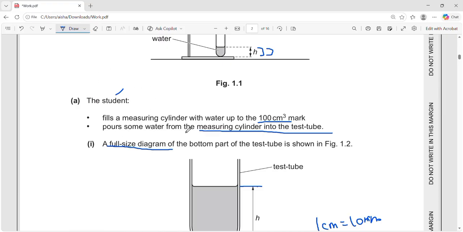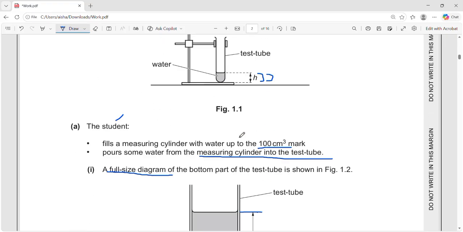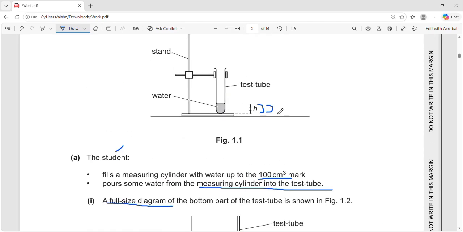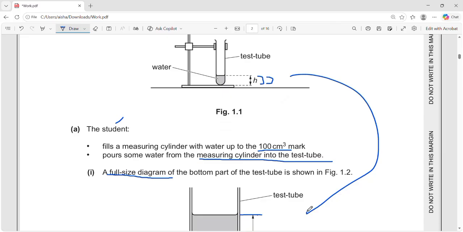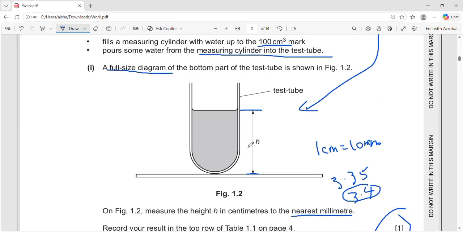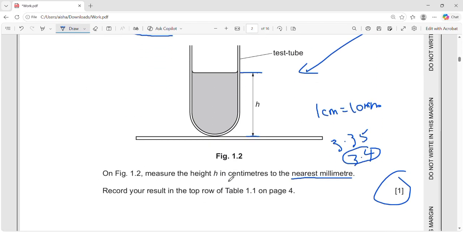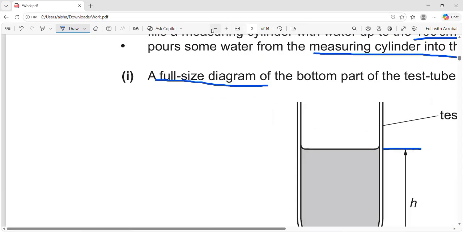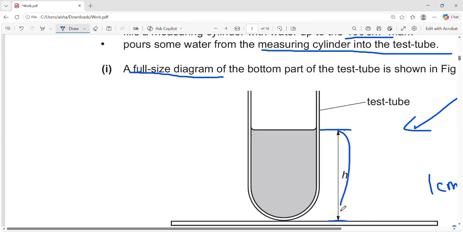Okay, so this is the full size diagram of the bottom part of the test tube. So this is basically the full size diagram. Okay, the h. On figure 1.2, measure the height h in centimeters to the nearest millimeter. Okay, so to measure the height, you take from this point all the way. Okay, wait, no, not from here. You take the point from this all the way till here. Or basically in simple terms, you take from here all the way to here.